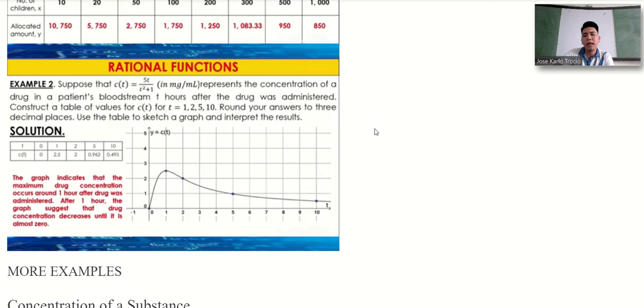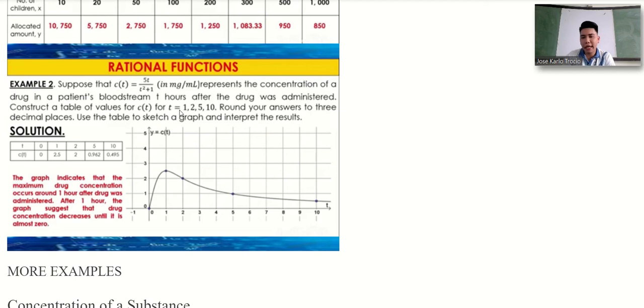Interpret the results. So in this example, you are given the function C of t is equal to 5t over t squared plus 1. Again, the situation is the concentration of a drug will take effect in your bloodstream, and it will go directly to the parts of the body which need healing for that certain drug, for that certain disease. This is the concentration formula or function.